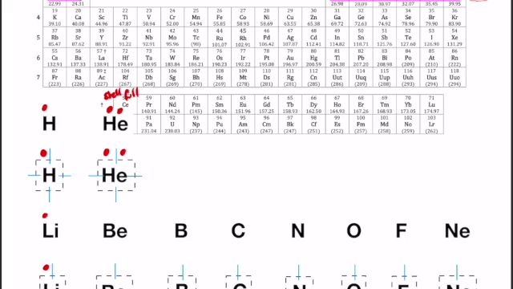Beryllium has 2. So beryllium has 1, 2. We go to another side before we pair it up. Once we're beyond hydrogen and helium, we go to another side. So beryllium looks like this.